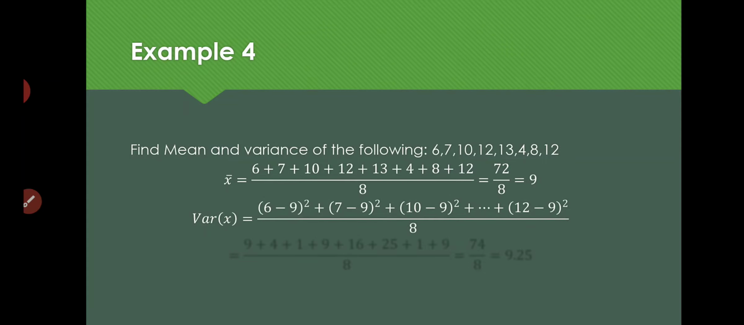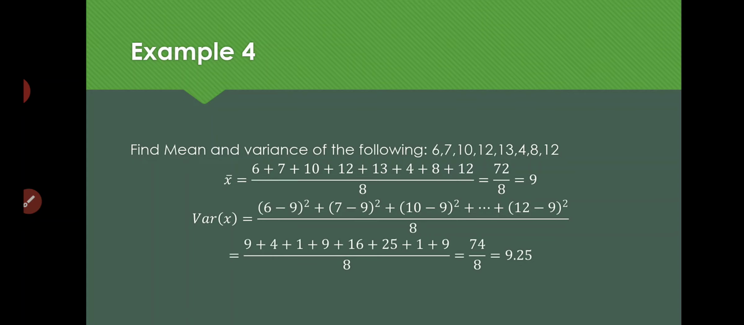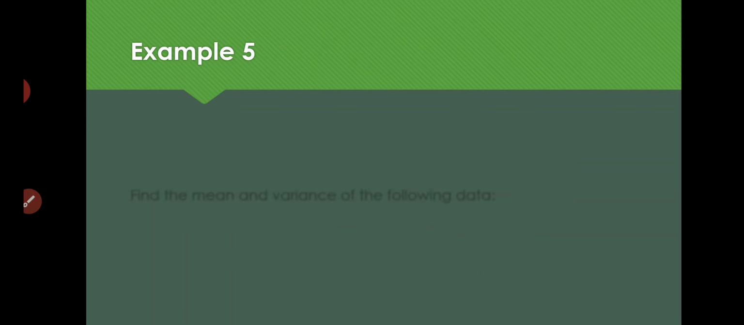So basically this is your mean. So 6 minus 9 whole square, 7 minus 9 whole square, 10 minus 9 whole square, and so on. If you just calculate and divide, you get the variance as 9.25. If they had asked you to find the standard deviation, you would have just taken the square root of this 9.25, and it would have given you the standard deviation.